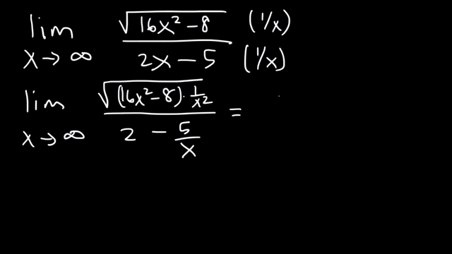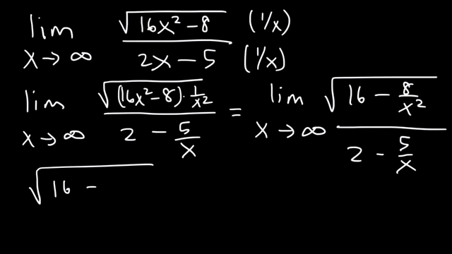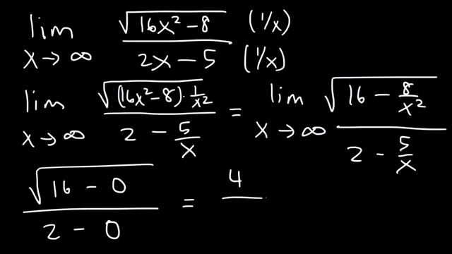16x squared times 1 over x squared, that's going to be just 16. And then we're going to have 8 over x squared divided by 2 minus 5 over x. So now let's apply the limit as x approaches infinity to every term. It's not going to affect the 16 because that's a constant. 8 over x squared, that's going to turn into 0. And 5 over x, that's going to be 0 as well. The square root of 16 is 4. So 4 divided by 2 is 2. And that's going to be the answer.